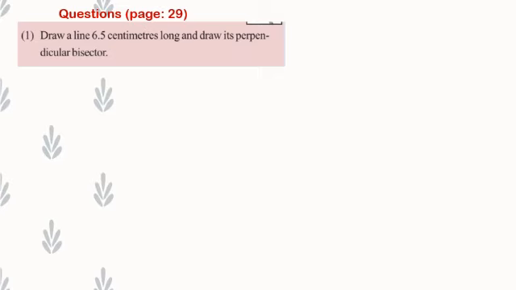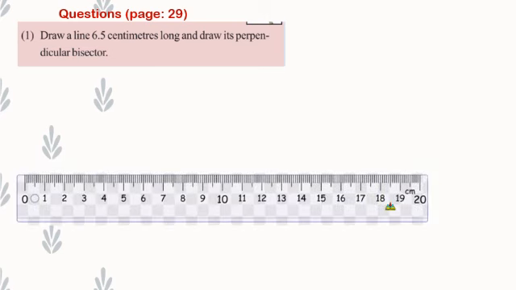Then let us see a question from page number 29. See the question. Draw a line 6.5 centimeters long and draw its perpendicular bisector. Okay, ready? Then let us draw a line segment with 6.5 centimeters length. Let's call it line AB.